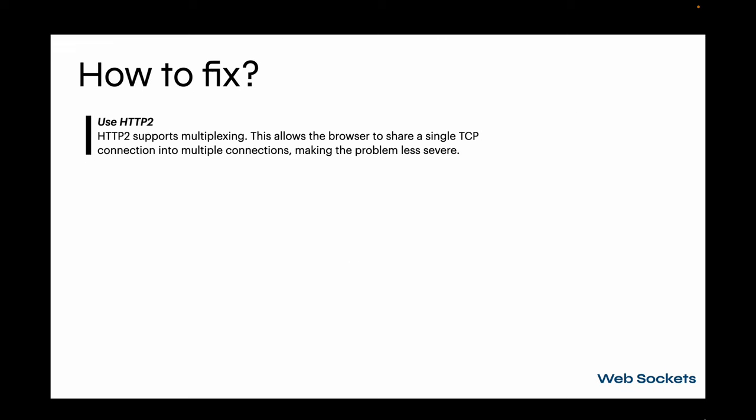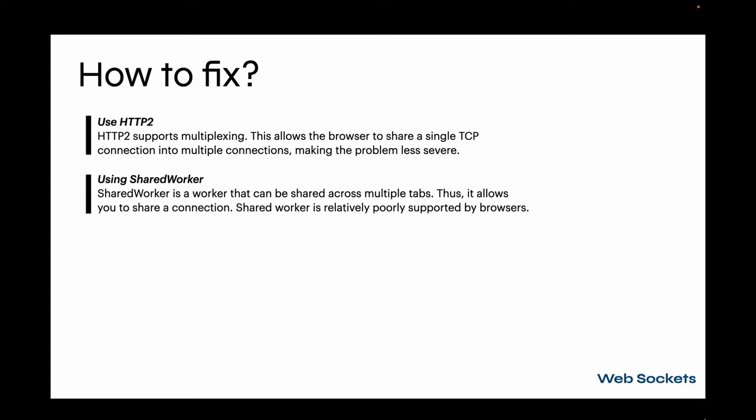We can switch to long polling or server-side events. HTTP version 2 supports multiplexing, allowing a single TCP connection to be shared across multiple connections. We can use shared workers, which can be shared across multiple tabs, therefore sharing the connection. However, shared workers have relatively limited browser support. We can use broadcast channel to communicate between tabs. This means maintaining a WebSocket connection in only one tab and sharing data between tabs using the broadcast channel.